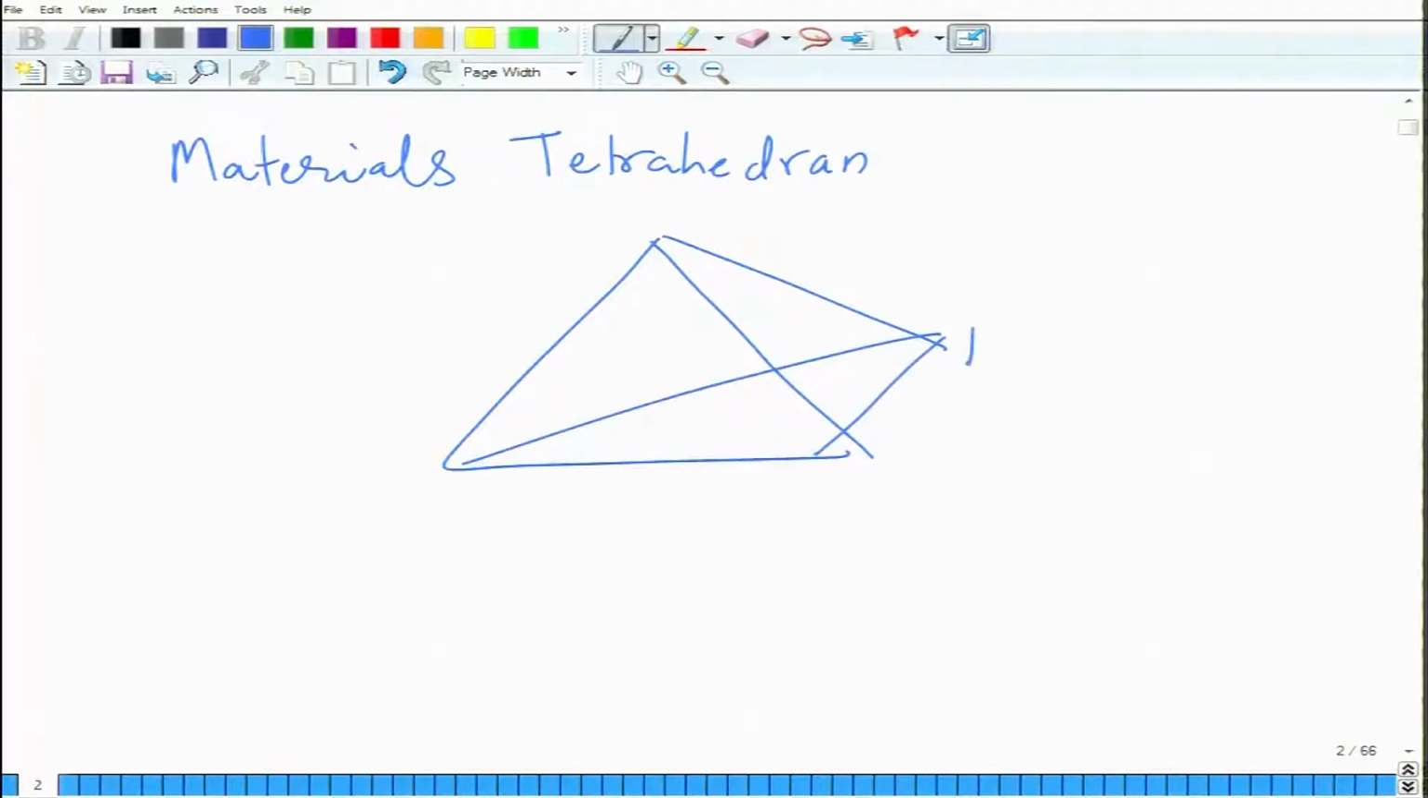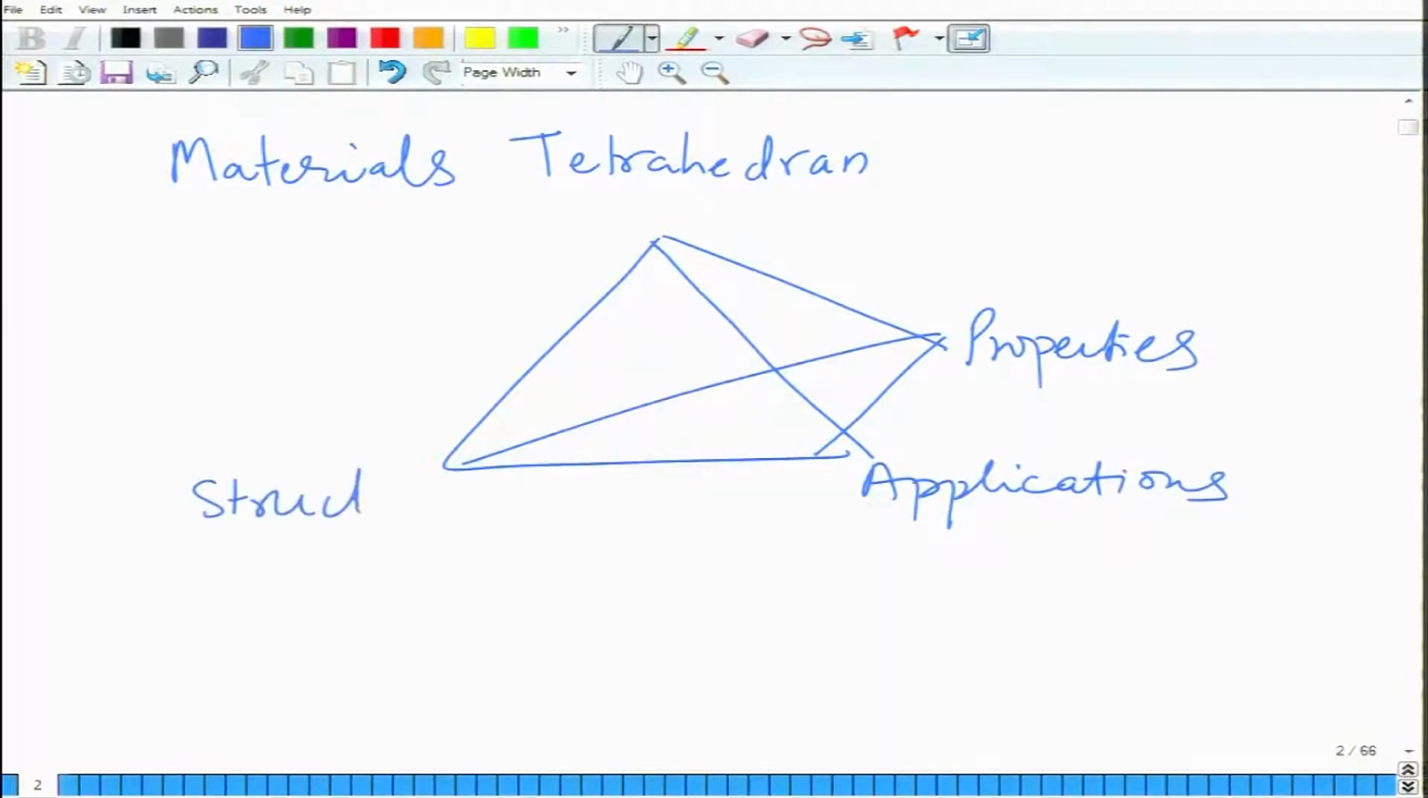and on one hand you have properties of materials, on another hand you have applications, on this side you have structure, and then you have processing. Now processing is very important here because processing affects the structure, especially the microstructure, and structure affects the properties. Okay, a microstructure and nanostructure.